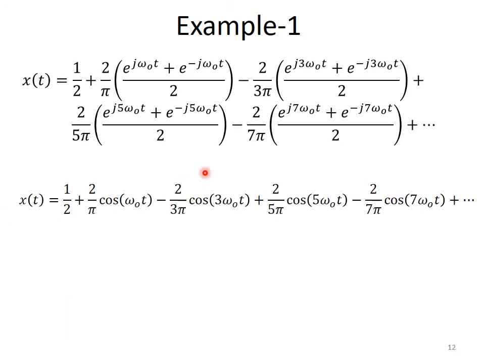Now we can write this function as cosine of omega naught t. Similarly, this is cosine of 3 omega naught t, and so on. So this is what we get after simplification, and this is the representation of x of t in terms of the trigonometric function cosine. So we have the DC component 1 upon 2, then we have the fundamental frequency, then the third harmonic, fifth harmonic, and seventh harmonic, and so on.